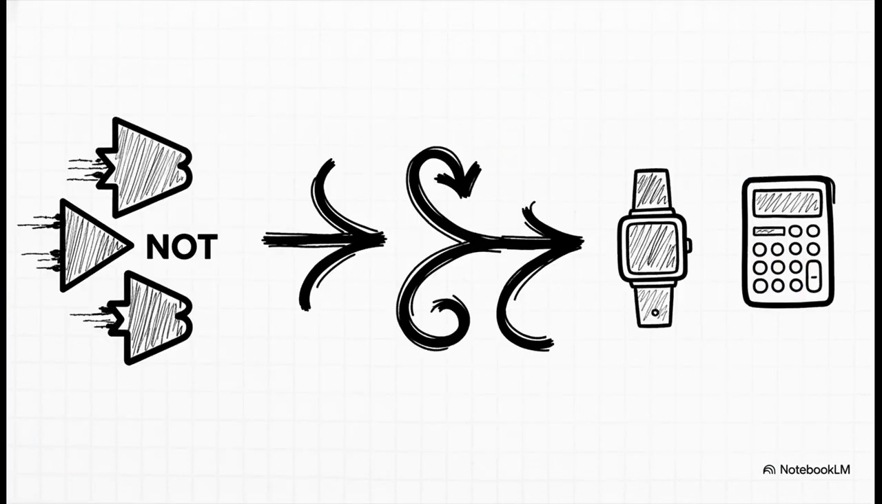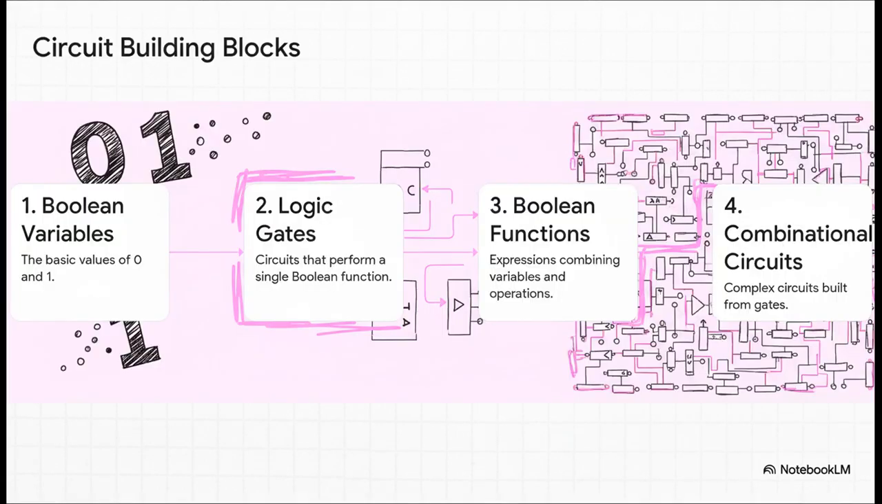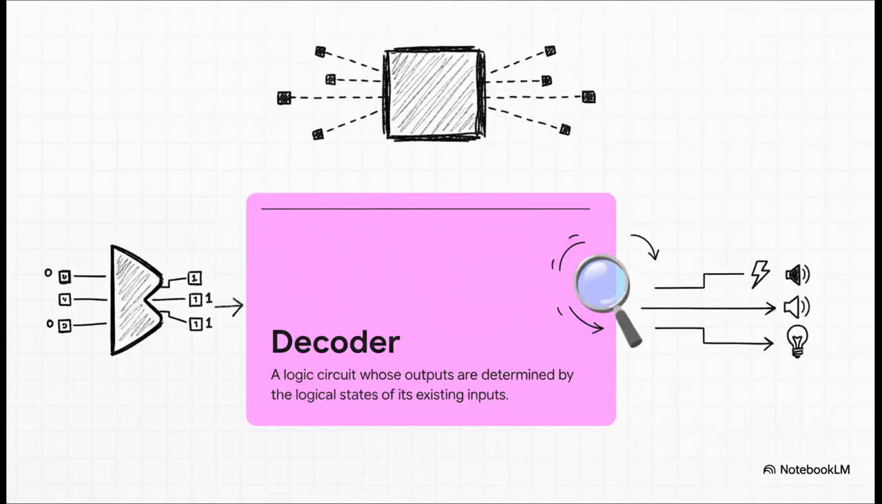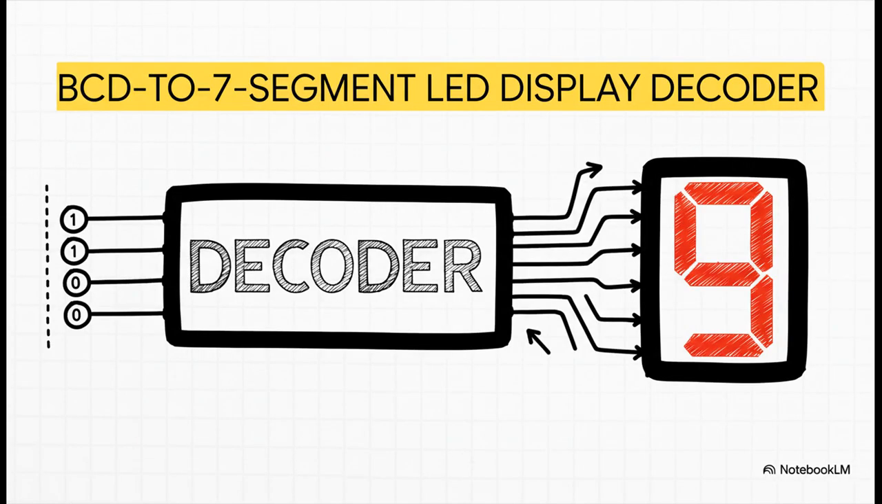Okay, so let's connect all this abstract stuff to the actual gadgets in your pocket. It's like Legos, really. Bits build gates, gates build functions, and functions build real components. And this is how we get all those standard parts you hear about, like decoders and multiplexers. A decoder, for example, is just a translator. It takes a binary code and turns it into one specific action. You've seen this a million times. It's the little circuit that powers the display on a digital clock.